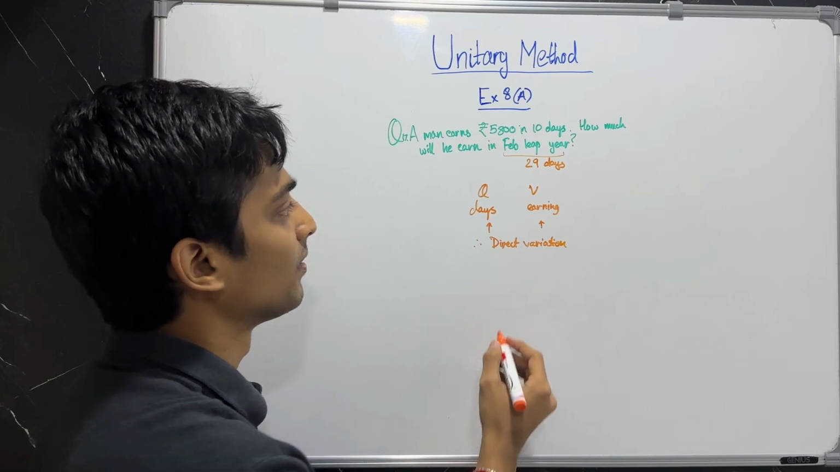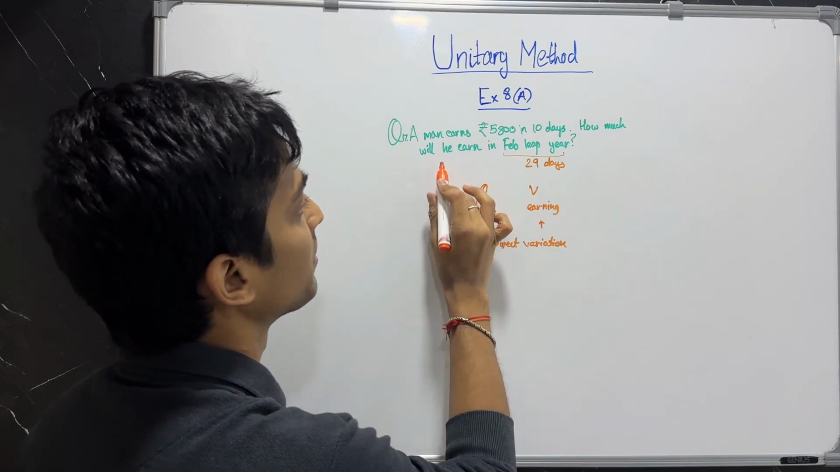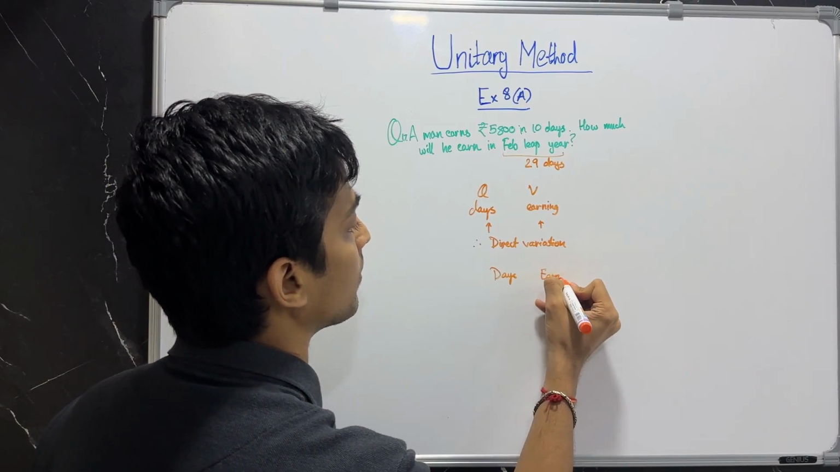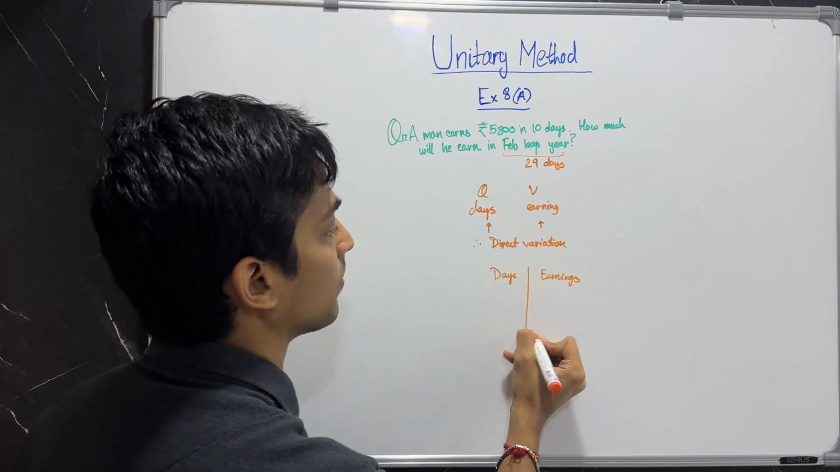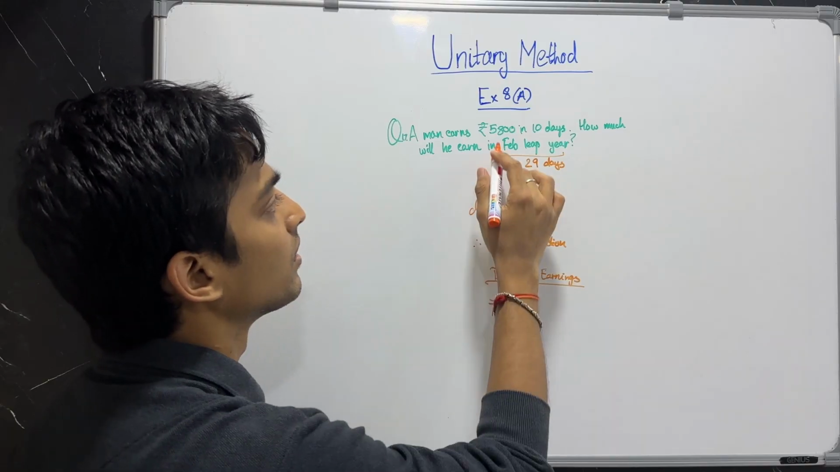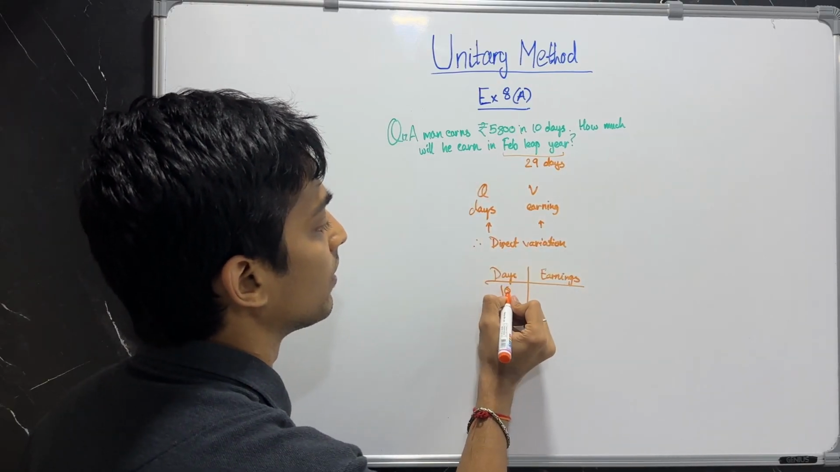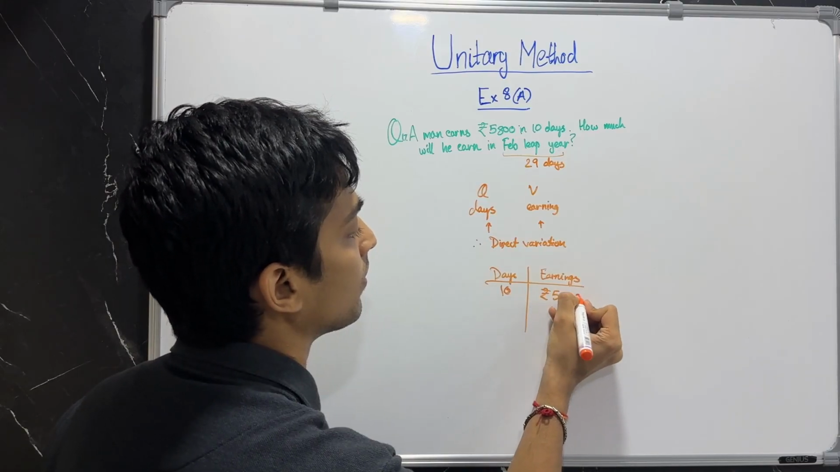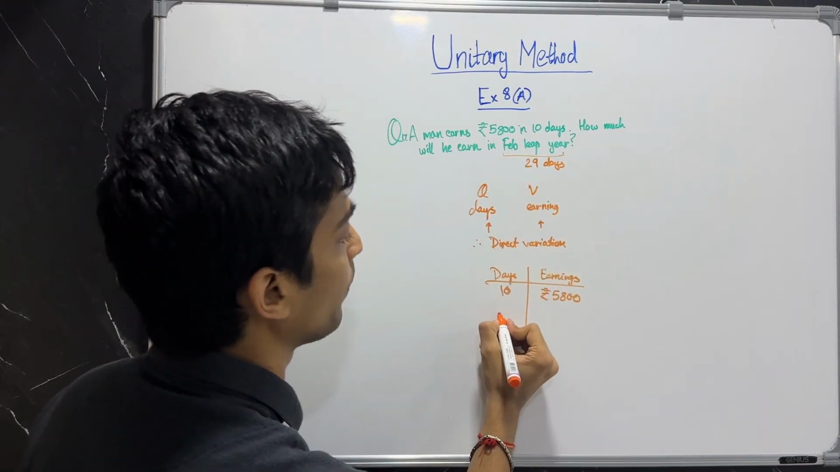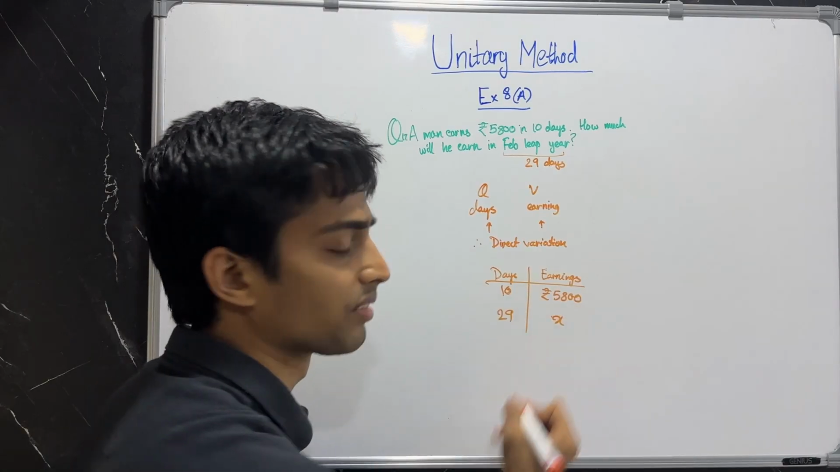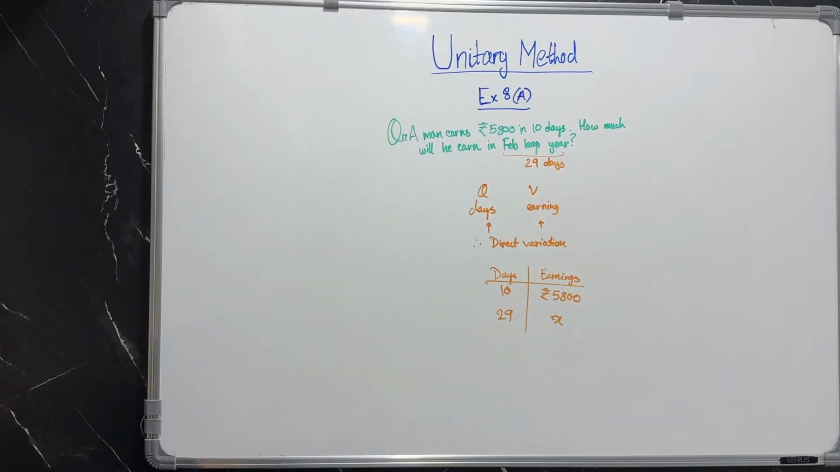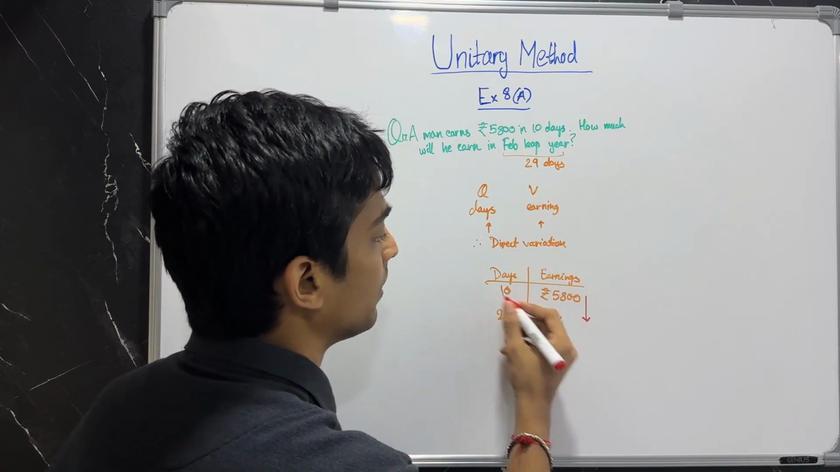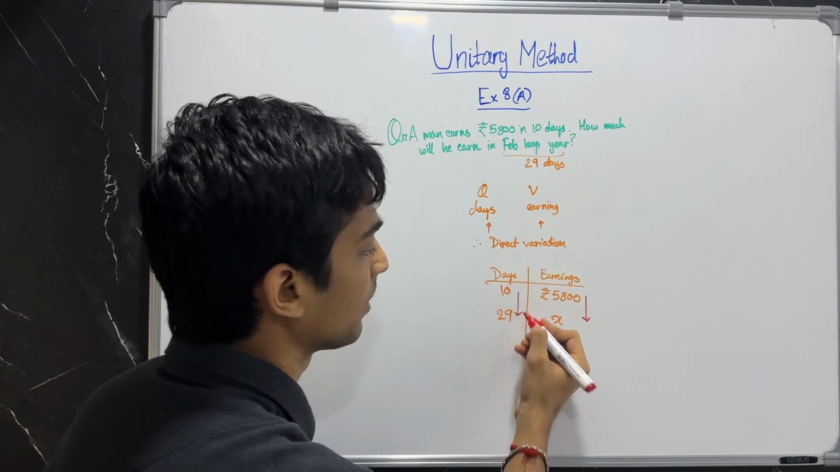Now let's make the table. Earnings will be on the right side because we have to find earnings. Days, earnings. Days is 10 days. Earning is 5800. Then days is 29. Earnings is X. Same thing. Downward arrow always here. It's a direct variation, so same direction arrow here.